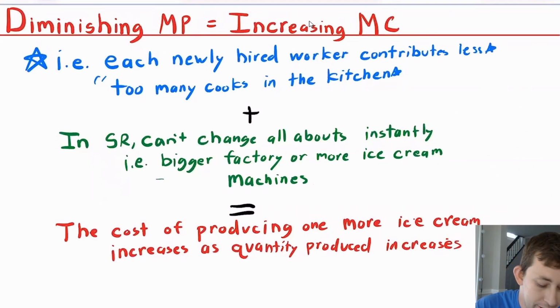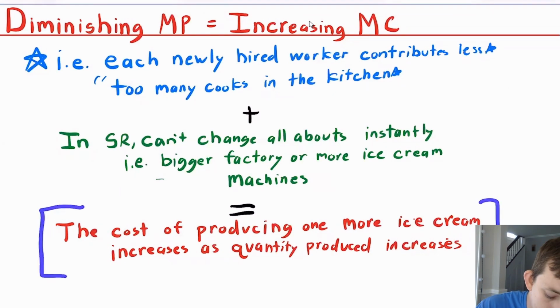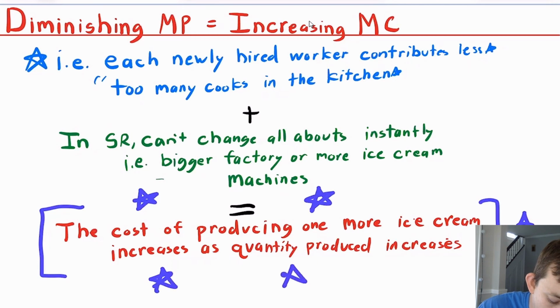But really what you need to know is that diminishing marginal product means that you have increasing marginal cost, which means that as you make more and more ice cream, the cost to make one more ice cream is just going up and up and up. Means your costs overall are going up and up and up.